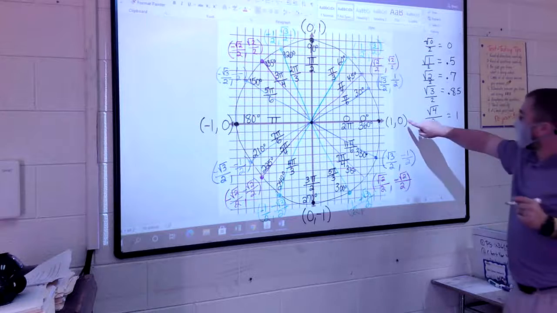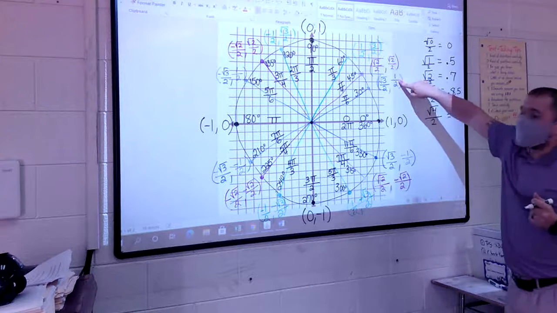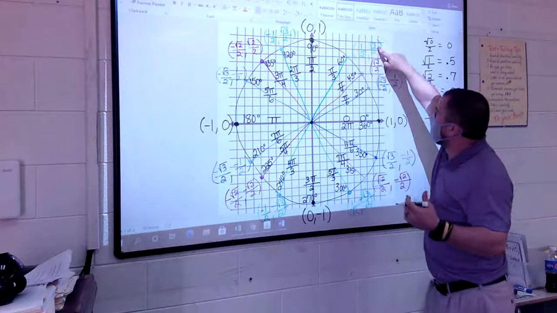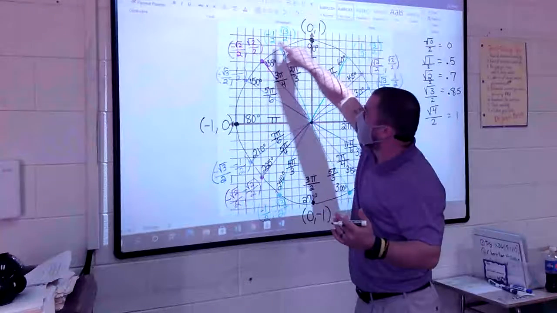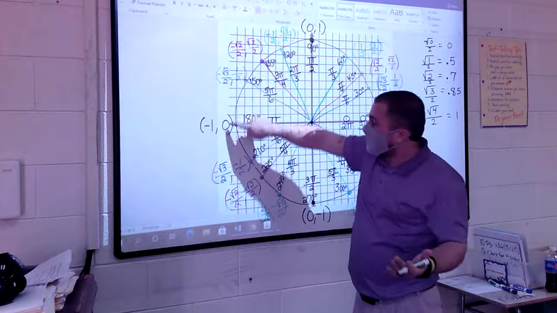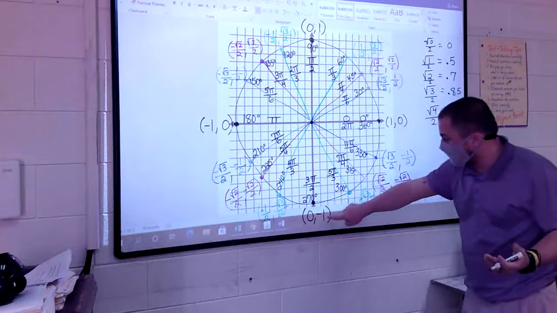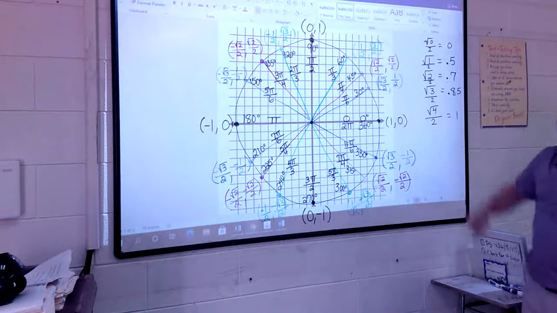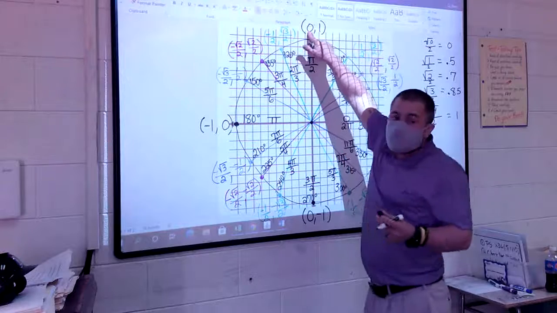So the y starts at 0. That's the square root of 0 over 2. That's 0. Then it's the square root of 1 over 2, which is 1/2. Square root of 2 over 2. Square root of 3 over 2. And then square root of 4 over 2, which is just 1. Then it goes back, square root of 3 over 2, square root of 2 over 2. Remember, that's the square root of 1 over 2, which is just 1/2. And then 0. Negative 1/2, negative square root of 2 over 2, negative square root of 3 over 2, negative 1, negative square root of 3 over 2, negative square root of 2 over 2, negative 1/2, 0. Those are your y's.